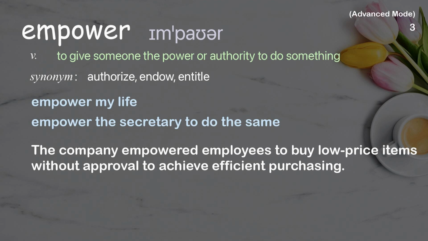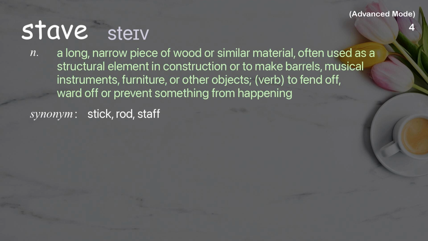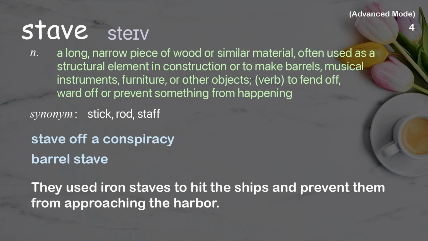Stave. A long, narrow piece of wood or similar material, often used as a structural element in construction or to make barrels, musical instruments, furniture, or other objects. Verb, to fend off, ward off or prevent something from happening. Examples. Stave off a conspiracy. Barrel stave. They used iron staves to hit the ships and prevent them from approaching the harbor.